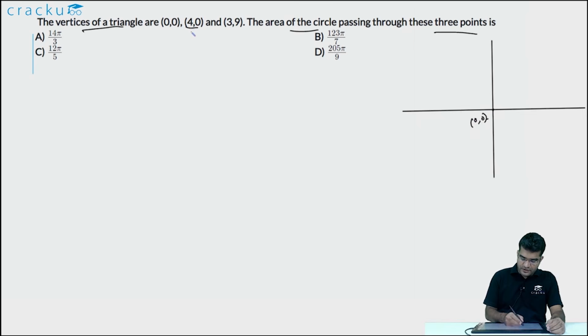The other point is 4, 0, which lies on the x-axis. So this is 4, 0. And the third point is 3, 9. So it will be somewhere over here. Let us draw the 3 sides of the triangle also so that we can understand this better. This is one side, the x-axis is the second side, and this is the third side.